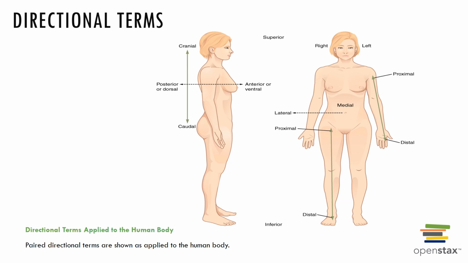Posterior or dorsal is toward or at the back of the body. Superior or cranial is above, toward the head end or upper part of the structure or body. Inferior or caudal is below, away from the head end or toward the lower part of the structure or body. Medial, toward or at the longitudinal axis of the body, towards the midline. Lateral, away from the longitudinal axis, away from the midline of the body.